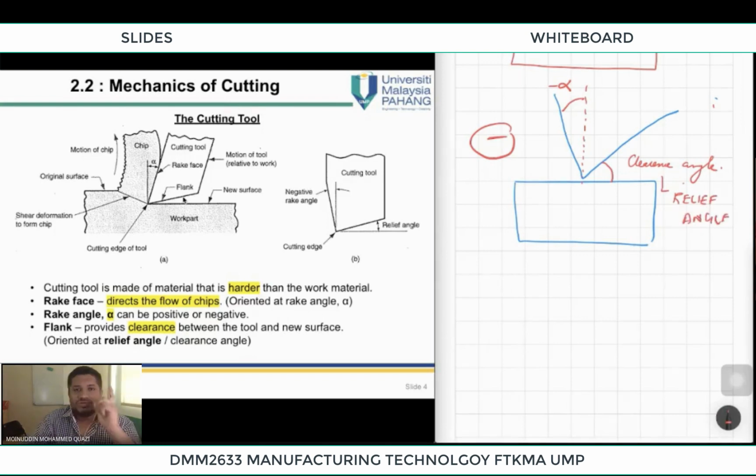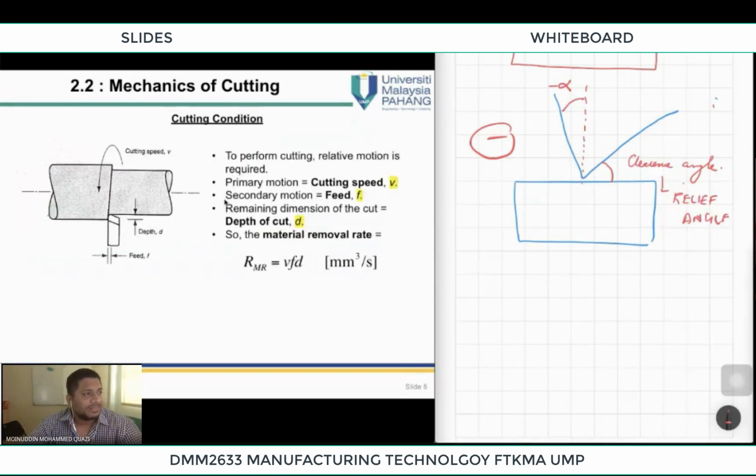So now we have 2 angles. Number 1, rake angle. Number 2, clearance angle. So let's move to the next slide. When we talk about turning operation, it means that the workpiece is turning and my tool is moving with a certain speed to remove the material, or chipping.